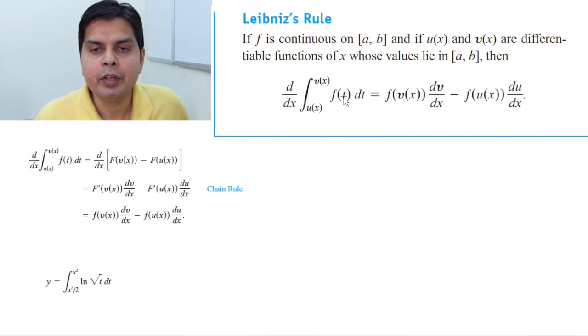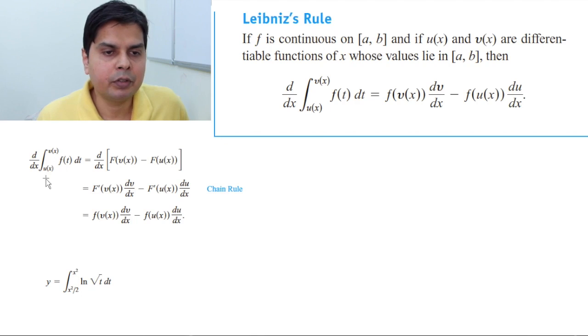Then what you do, instead of t you write f of v(x), then you differentiate this, then you do minus f of u(x) du by dx. This is called Leibniz rule: if f is continuous on [a, b] and if u(x) and v(x) are differentiable functions of x whose values lie in [a, b], then this is the formula.